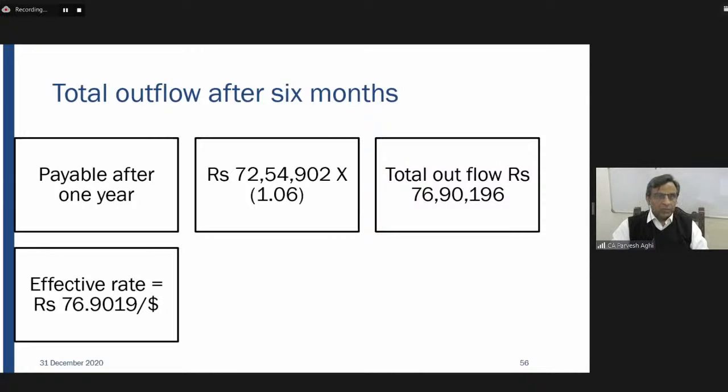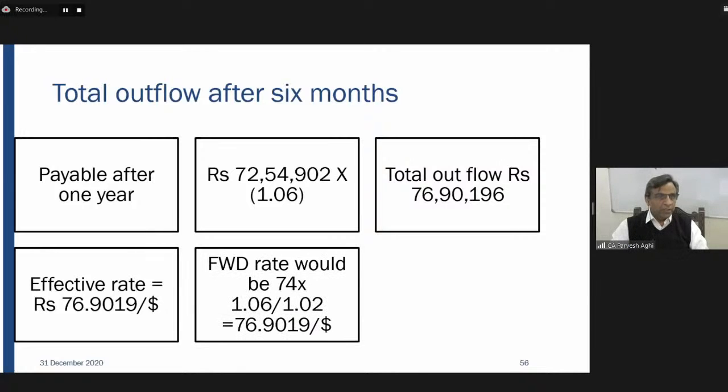76.90. 76,90,196 divided by 1 lakh will give you the effective rate. So the forward rate, if you calculate it as per the interest parity theory, comes to the same 76.9019. So you can see the money market hedge and the interest parity theory actually say the same thing; the calculations show the same result. If the interest rate parity theory prevails, you will get the same forward rate.